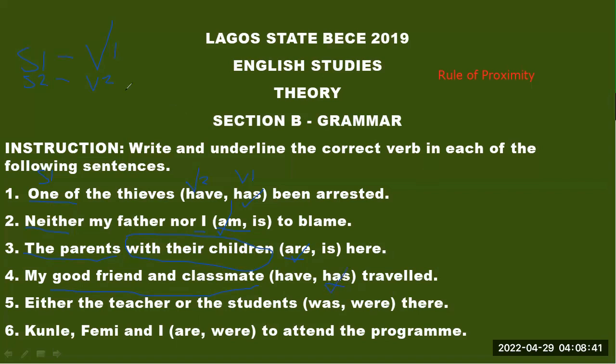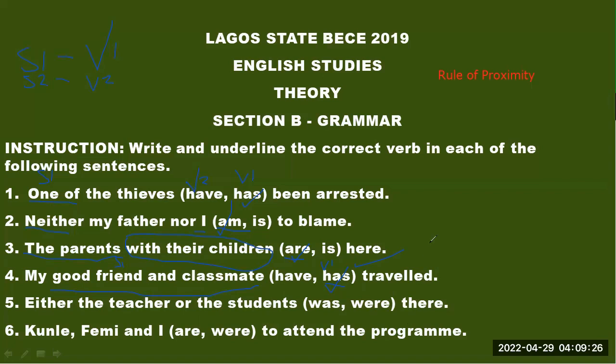Don't forget that the rule stipulates that where you have a singular subject, you must have a singular verb. And here, my good friend and classmate is a singular subject, okay? And so this is the singular verb, okay? So actually, this is the correct form. Don't be confused with this. This is the underline, and this is the mark for good. So this is the correct option. Now, question number 5, either the teacher or the students dash there.